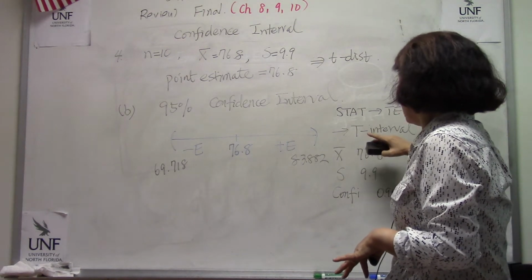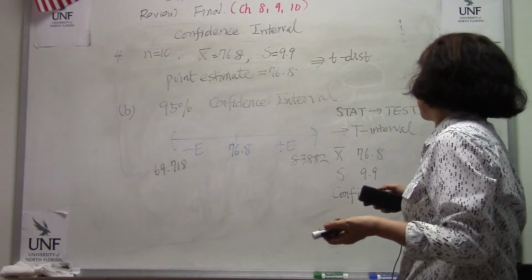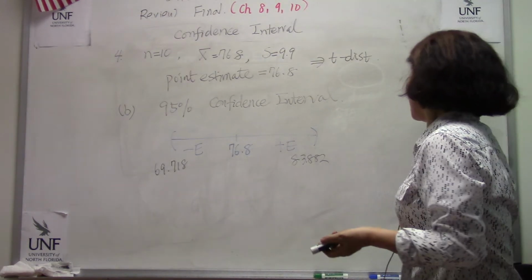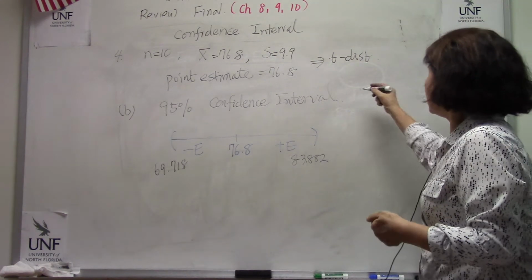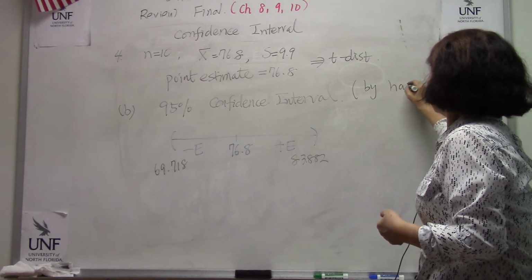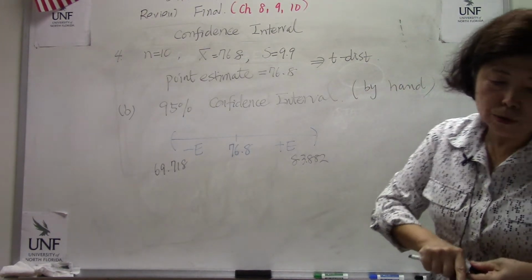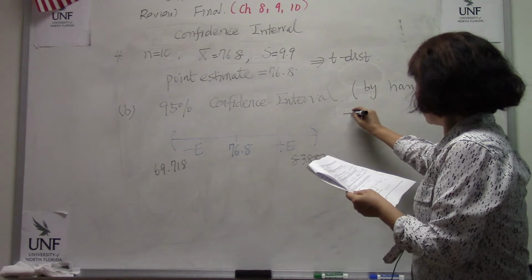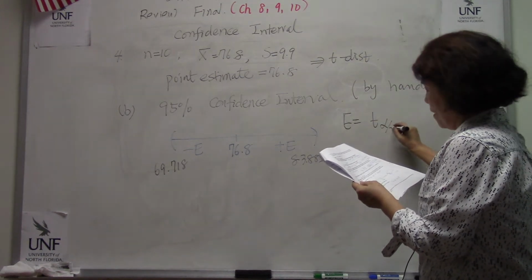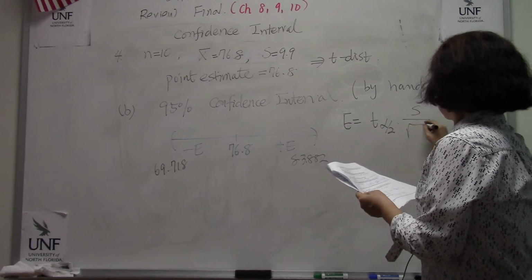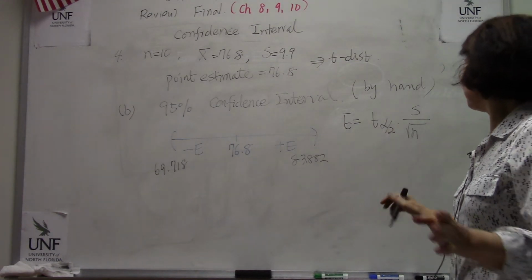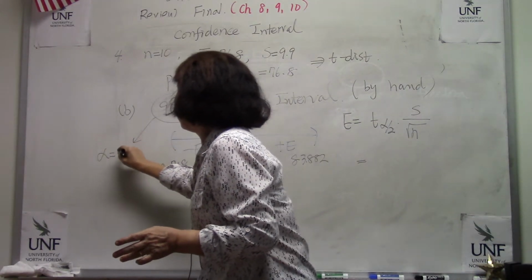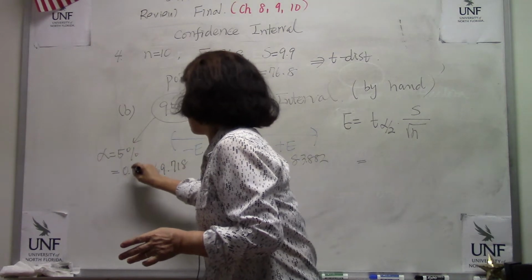Well, when you use a calculator, you have no sense of how this 95% confidence level is incorporated. So this time, let's do it by hand. In that case, you are going to calculate the margin of error yourself. The margin of error is t sub alpha over 2 times s over square root of n. It's not too bad. This 95% here means alpha is 5%, which is 0.05.